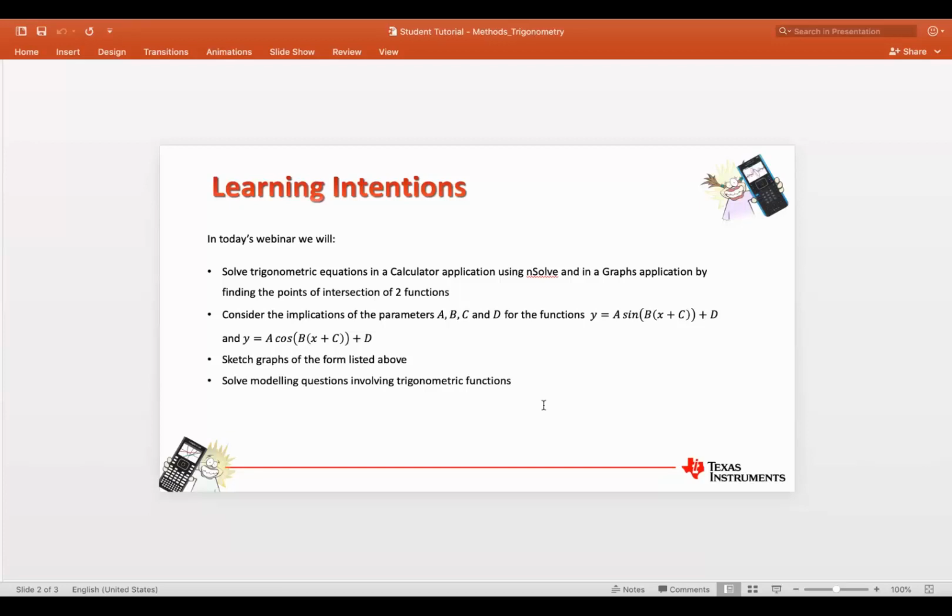We'll consider the implications of the parameters a, b, c, and d for the functions y equals a sine x plus d and cos, sketch graphs of the forms listed above, and solve some mathematical modelling questions involving trig functions.